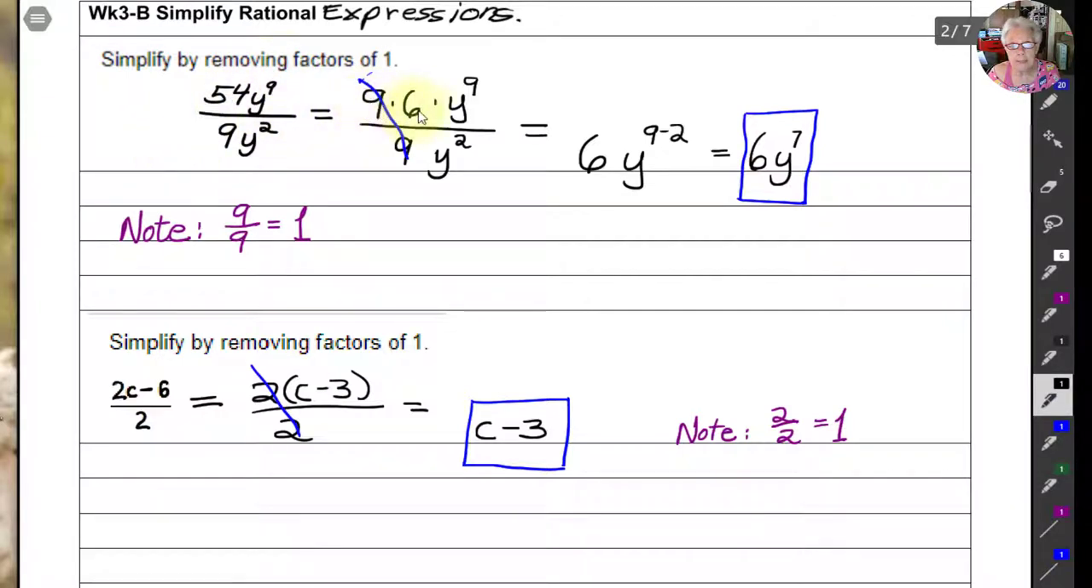54 equals 9 times 6. I have a 9 in the denominator. The 9s will cancel, so I'm left with a 6 in the numerator, and a y to the ninth, and a y squared on the bottom. But the y's have the same base, so I can rewrite this as 6y to the 9 minus 2, which is 6y to the 7th power. This is using those rules that you learned in beginning algebra, and we'll review them a little later.